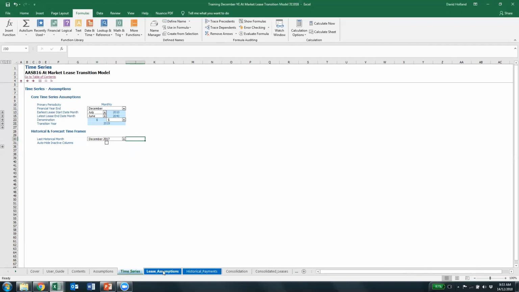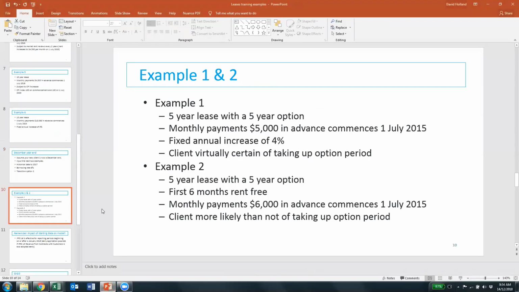And we had historical information up to 2017. And the last historical month, it's very important that, once again, it is set in the last month of any financial year. So for a December year end, it needs to be set in December. And we only had information up to 2017. So we've set it at December 2017. I'd then like you to input these 2 examples. So please pause the video and input those 2 examples into your spreadsheet.